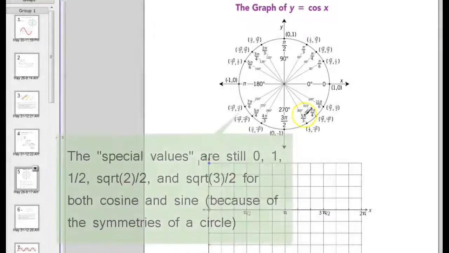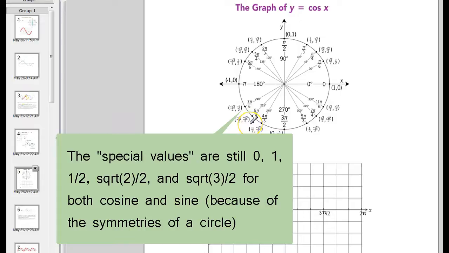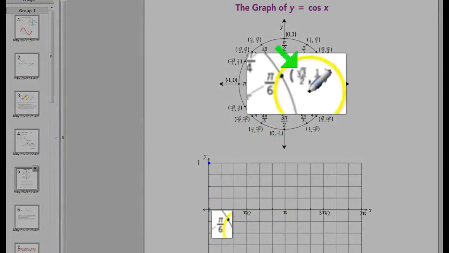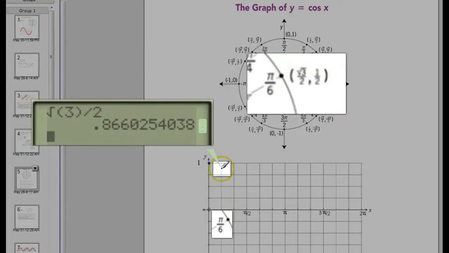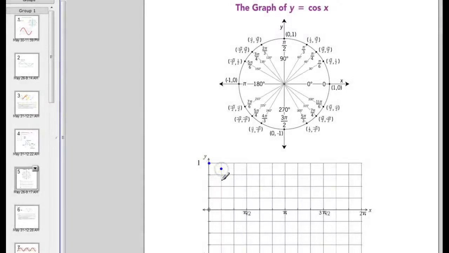Alright, but then all the other important points that we see are going to be the same. They're just in different locations. At pi over 6, the x coordinate was square root of 3 over 2. So that was the one up here. And then this was, remember, the square root of 2 over 2. This was 2 pi over 6, which meant pi over 3. So the x coordinate is a half. And then at pi over 2, the x coordinate is 0.